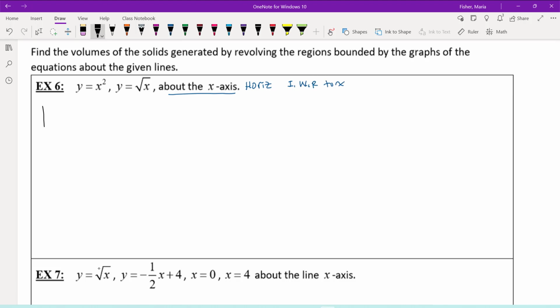Now let's draw this so we can find our limits of integration and our radius. We have y equals x squared. Now I'm going to draw y equals x squared. That's just a parabola that opens up.